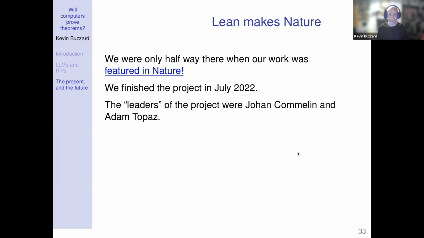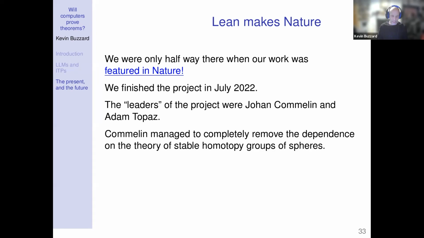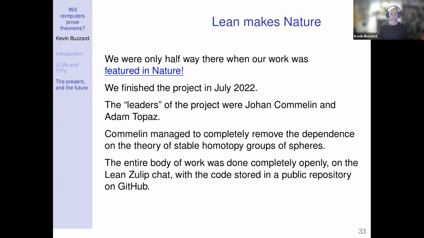I did some of the work, but these people did a lot more. And one of the exciting things was we didn't have to do the theory of stable homotopy groups of spheres, because as part of the analysis and typing it into the theorem prover and thinking about the correct way to do things, Komalin found a new argument which managed to avoid having to generate the theory of stable homotopy groups of spheres. So that was quite exciting. So we came up with a simplification of the argument. And it was all done completely publicly in this sort of open source way that I found very exciting.